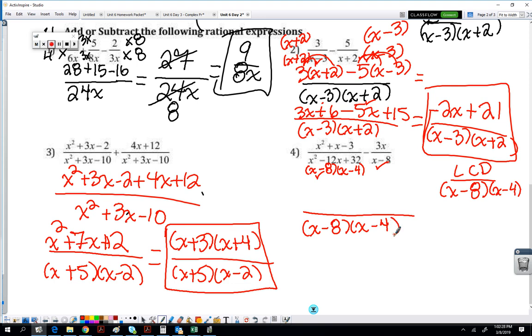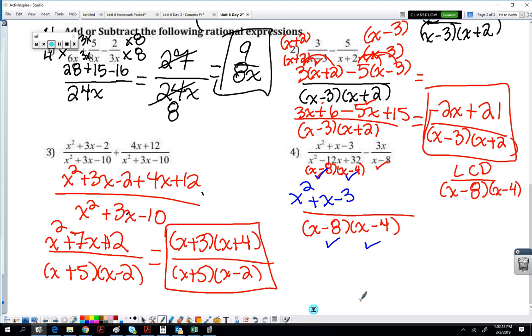All right. Since I have an LCD, now we can figure out what's missing. What do I need to multiply? So check off what they have in common. My original has x minus 8, and I have x minus 4. Look at that. Nothing's missing. So you don't really need to multiply anything to the top and bottom except for 1. So that's awesome. We don't need to do anything.